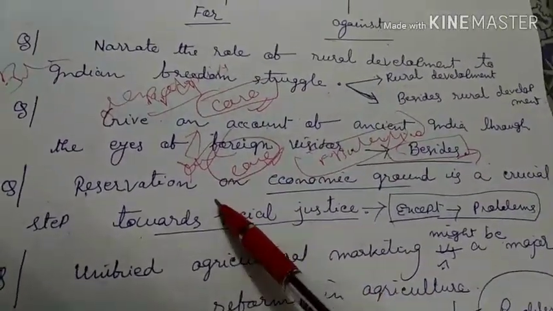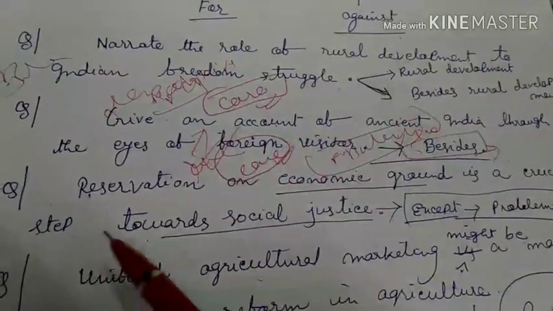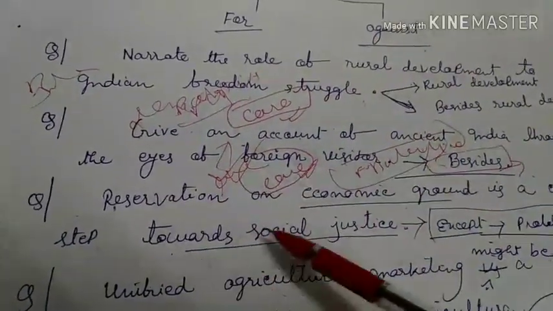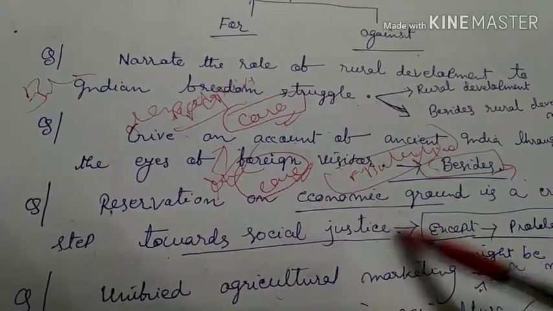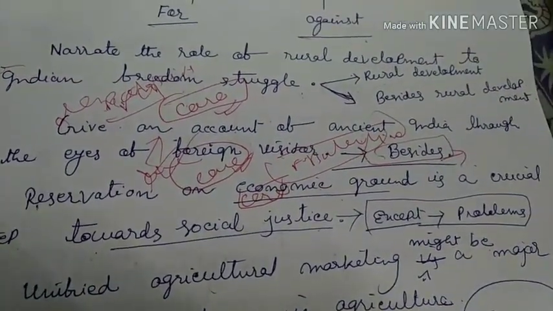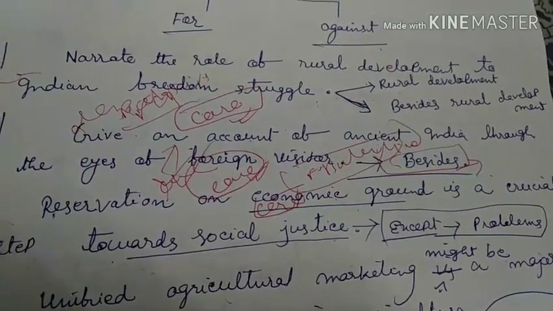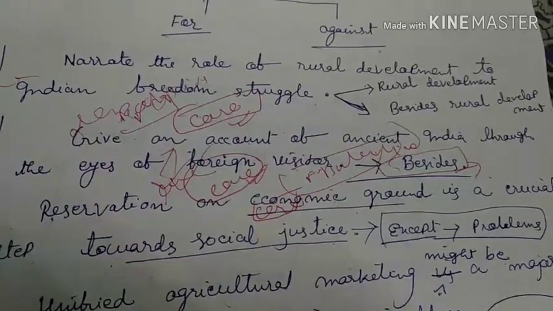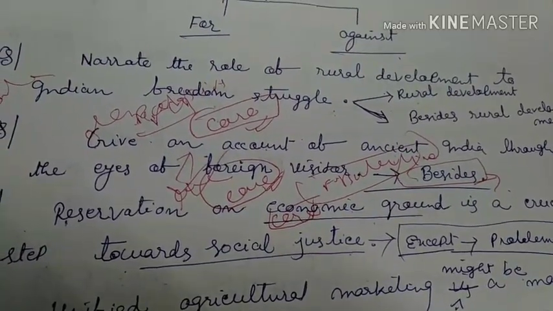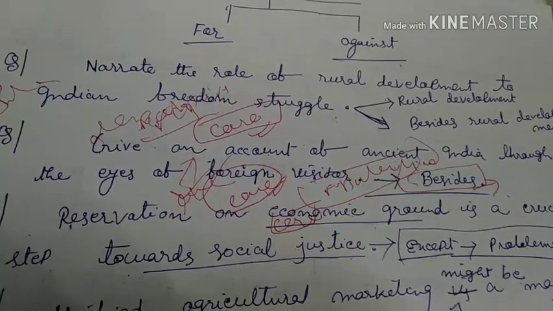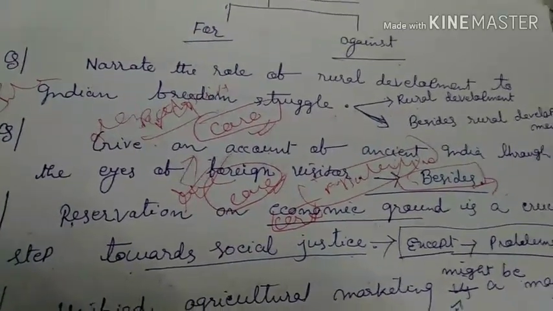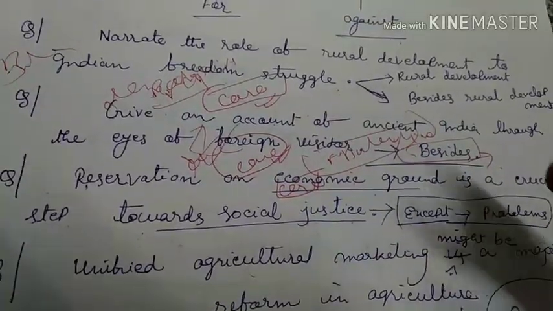Let's see another question. Reservation on economic ground is a crucial step towards social justice. That means how reservation on economic ground has helped to achieve social justice. This is the core of the question. Then what will be the balance line here? Here we have to show what other related problems exist in providing reservation on economic ground towards social justice. That means what problems we might face in achieving social justice through reservation on economic ground, right? Or we can also say that except reservation on economic ground, what other methods or factors we can use towards social justice. In this way, we can write the balanced line here.